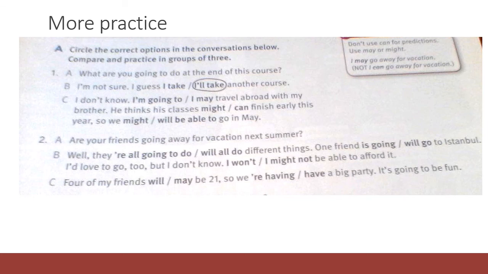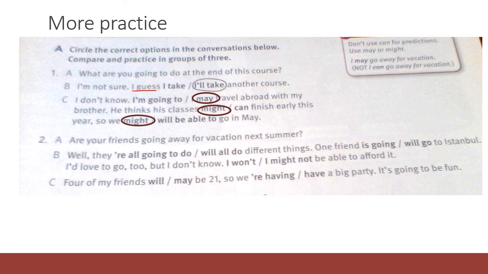Okay, so here we have two dialogues. Dialogue number 1. What are you going to do at the end of this course? I'm not sure. I guess I'll take another course. You have to choose between I take or I'll take, so in this case, as we're using I guess, we have to use future. I'll take another course. I don't know. I'm going to or I may travel abroad with my brother. He thinks his classes might finish early this year, so we might be able to. We might go in May.